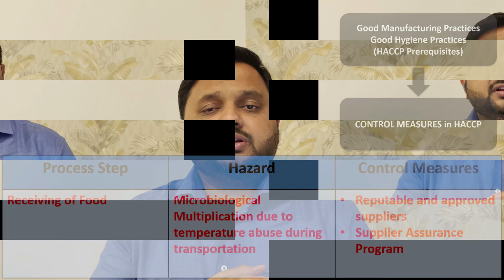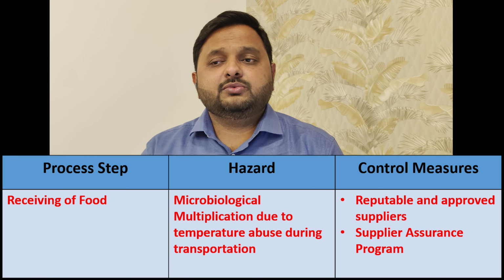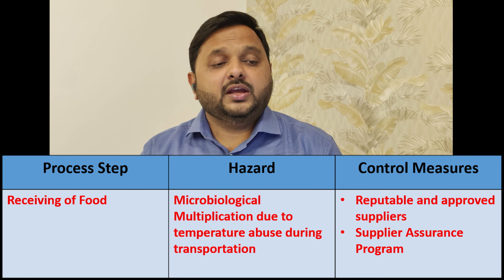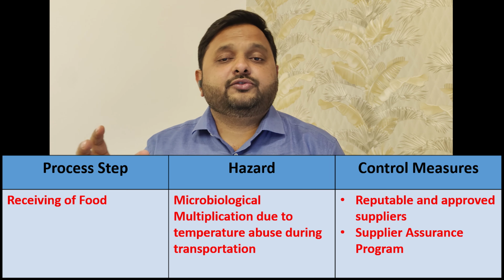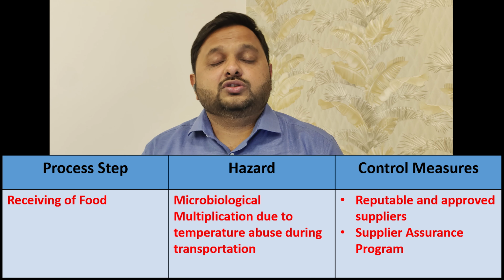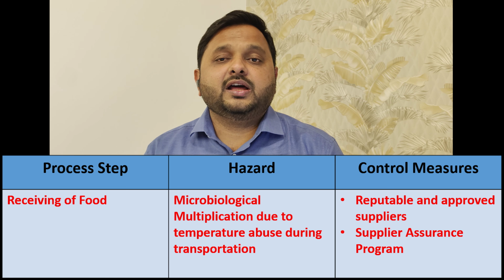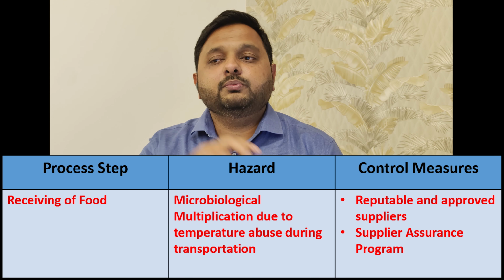For example, one of the hazards which we considered in our earlier example during receiving was multiplication of microorganisms during transportation from the supplier if the temperature is not controlled during transportation. So the control measure for that hazard is that we need to first of all select a good supplier. So a supplier assurance program or supplier management program is a control measure which will enable us to control proper deliveries from suppliers.